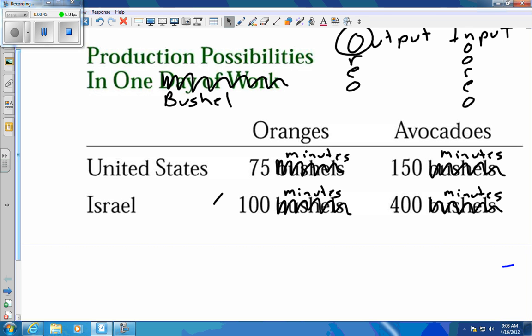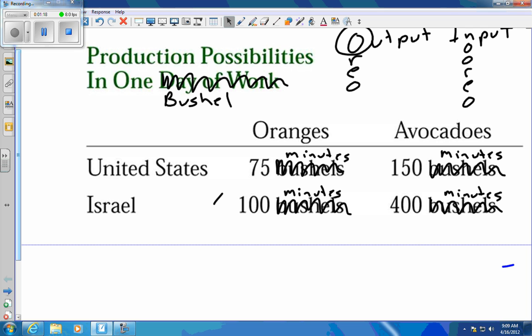And so you see the United States, 75 minutes to produce a bushel of oranges, 150 minutes to produce a bushel of avocados. One thing that you should notice when you just look at who has absolute advantage: in the old scenario, when it was an output problem, Israel could make 100 bushels of oranges, the United States could make 75, and Israel could make 400 bushels of avocados, the United States could only make 150. Israel had an absolute advantage in both oranges and avocados. That doesn't mean they should make both. They should still trade, but they should specialize in what they have a lower opportunity cost in.